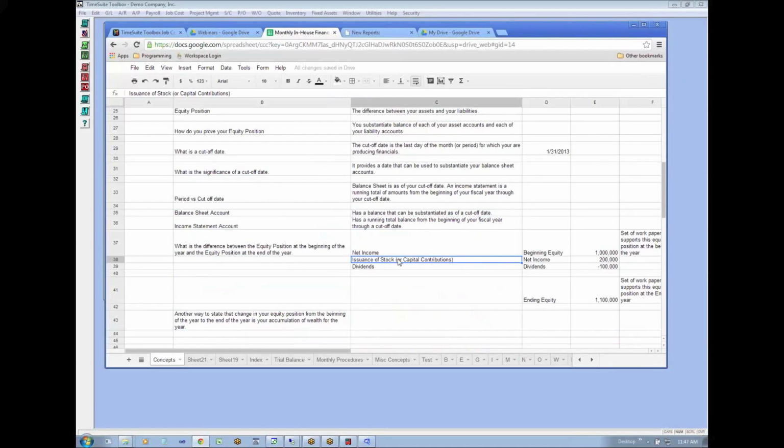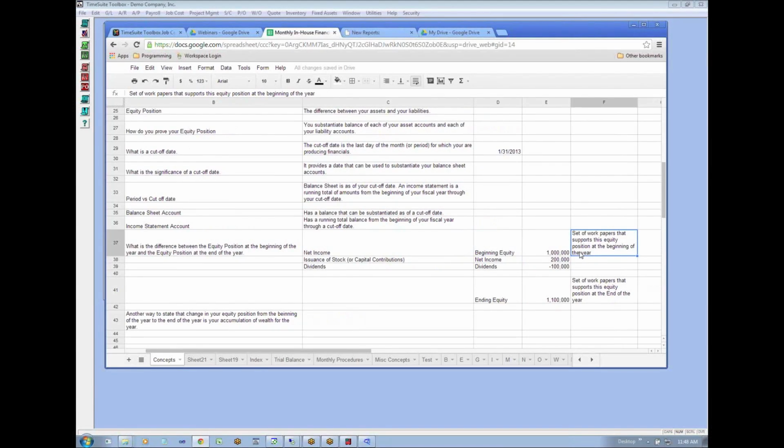You could also have issued stock or capital contributions, and you could have dividend distributions. So it would be the combination of the three, essentially. For example, you have a balance sheet equity account at the beginning of the period, and you have a set of working papers to support the equity position at the beginning of the year. The company made $200,000, distributed $100,000 in dividend distributions, and then you have an equity account at the end of the year, and you have a set of working papers to support the equity position at the end of the year. So this is what basically goes on, and this is how you support your numbers.